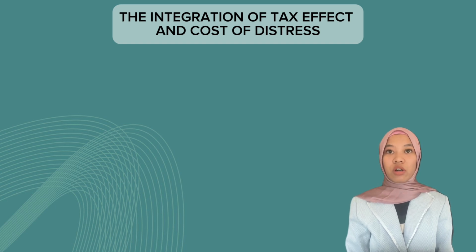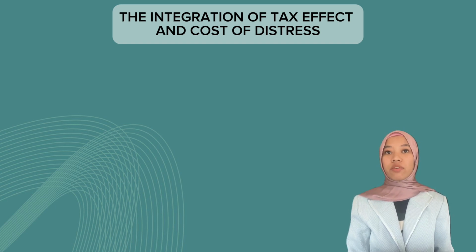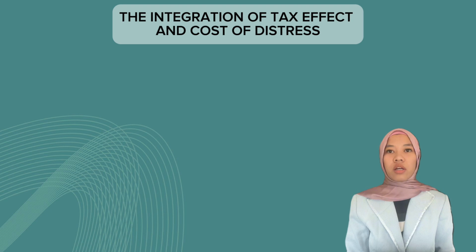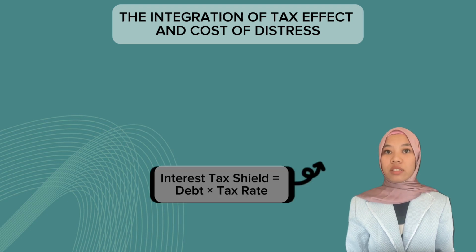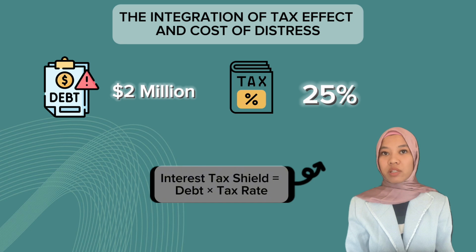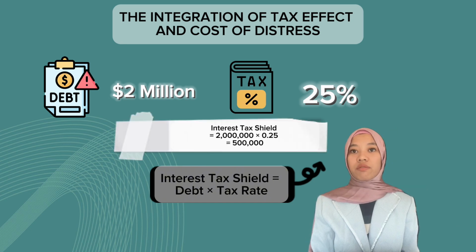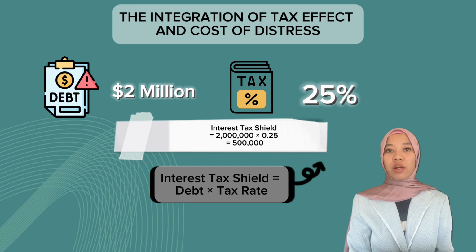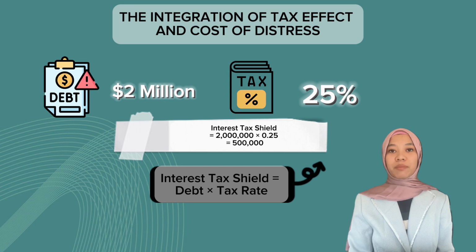Now we're going to discuss the integration of tax effect and financial cost of distress. The integration of tax effect and financial cost of distress is crucial in capital structure decision. The formula for calculating the interest tax shield is: interest tax shield equals debt times tax rate. For example, if Technology Innovation Incorporation has 2 million in debt and a tax rate of 25%, the interest tax shield is 500,000. This tax shield reduces their taxable income, thereby lowering their overall tax burden.